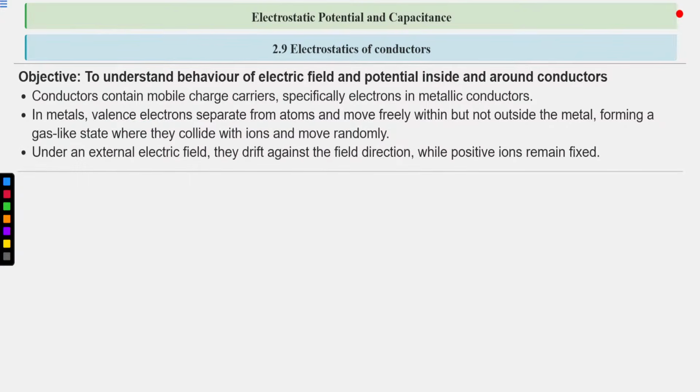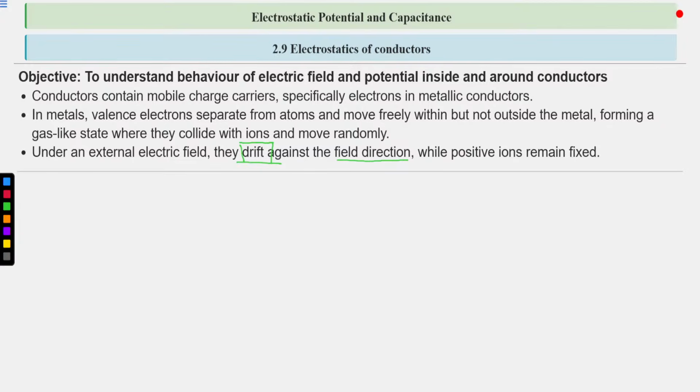Under an external electric field, they drift against the field direction. We know that if there is any external electric field, the electrons feel electrostatic force in the direction opposite to the electric field. So under an external electric field, they drift in the opposite direction of the field. So what does drift mean? For now we can simply call it moving against the field direction.